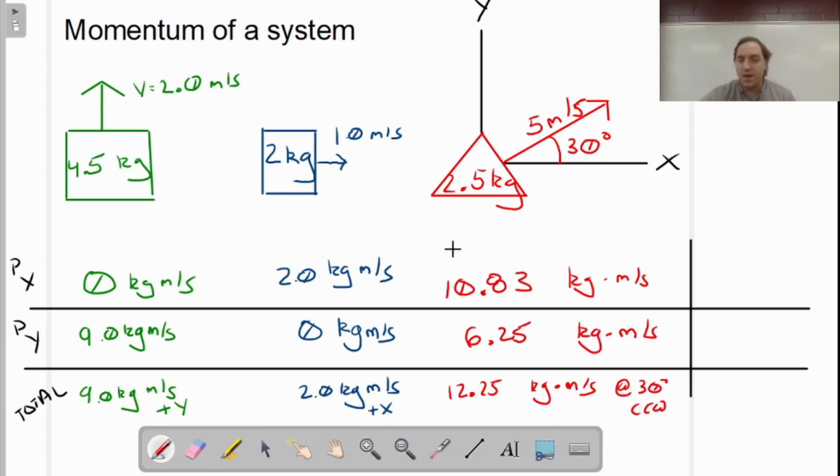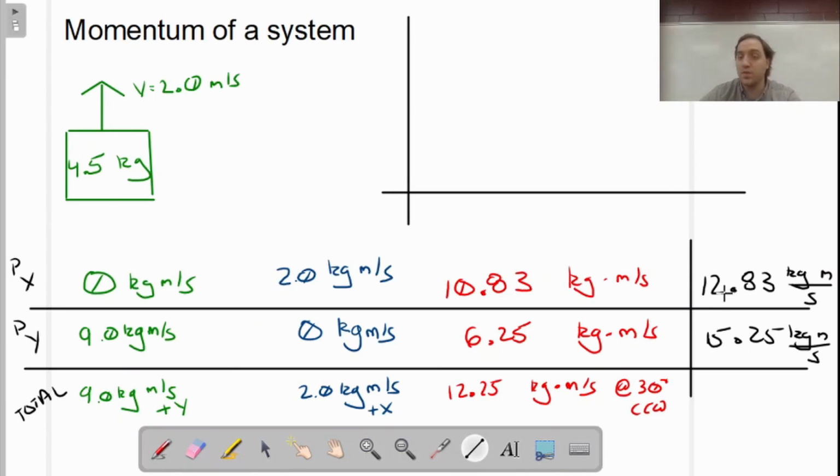Here, we're just going to add all of our x's, so work across. 0 plus 2 plus 10.83 gives me 12.83 kilograms meters per second. In the y direction, 9 plus 0 plus 6.25 is 15.25 kilograms meters per second. And to get the total, we can't just add 9, 2, and 12. What we need to do is draw out our triangle.